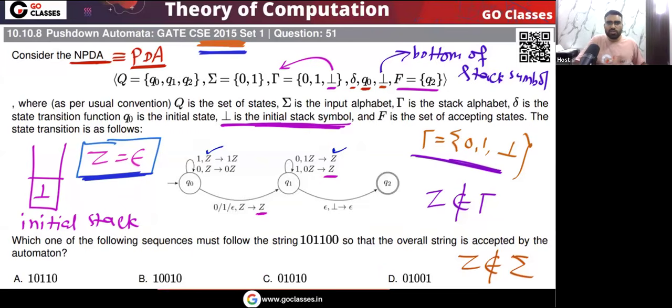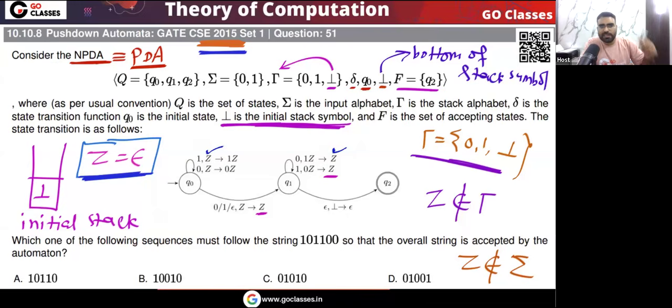But you can solve this question very easily if you assume that Z is epsilon. Now you can solve the question. Did you understand what I told you so far? Please tell me. Let me know. So remember, Z is not your initial stack symbol. Z is not your stack alphabet symbol. Z is not your input alphabet symbol. The information related to Z is not given in this question.